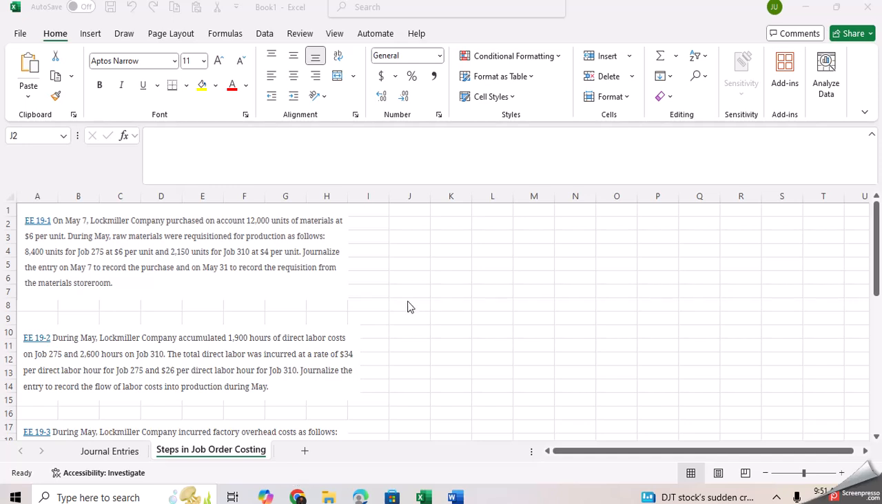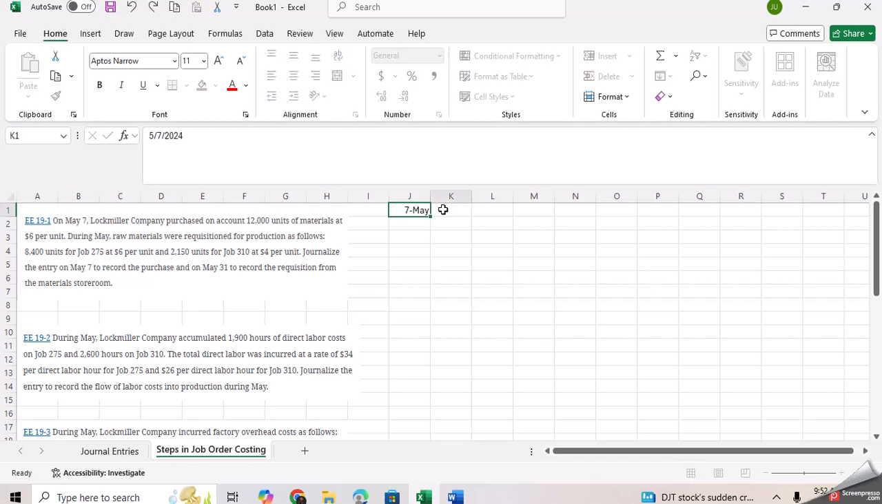All right, first we'll go through the various steps in job order costing. So we're focused on this Lockmiller company, and they have their materials, their labor, their overhead, and then we'll get to their finished product. So they purchased on account 12,000 units of materials at $6 per unit. During the month of May, the materials were requisitioned for production to these various jobs. So journalize the entry to record the purchase and then record the requisitions.